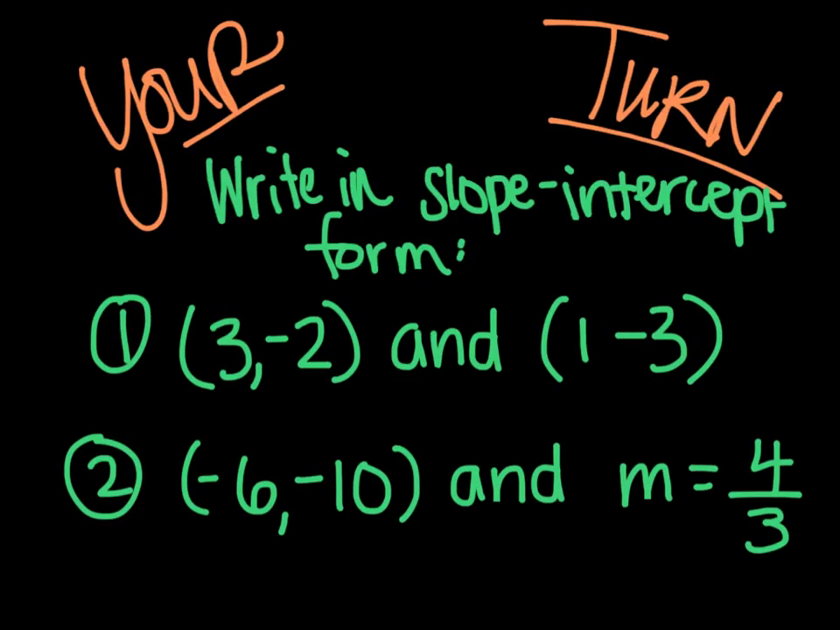Your turn. Write in slope-intercept form for these 2 questions. One is when you're given 2 coordinate points, and one is a coordinate point and slope. Go ahead and do this. Make sure you're showing all of your work just like I did in the examples, and then turn this on when you are ready to check and see how you did.